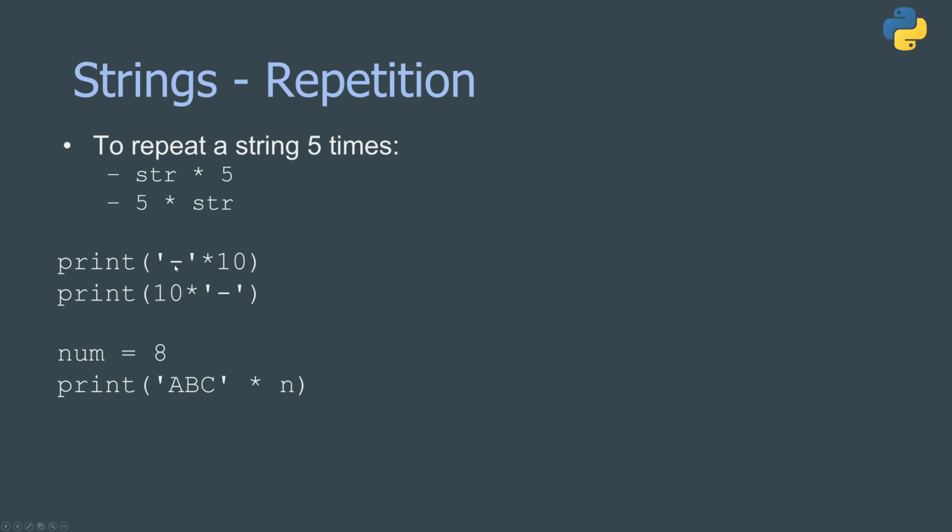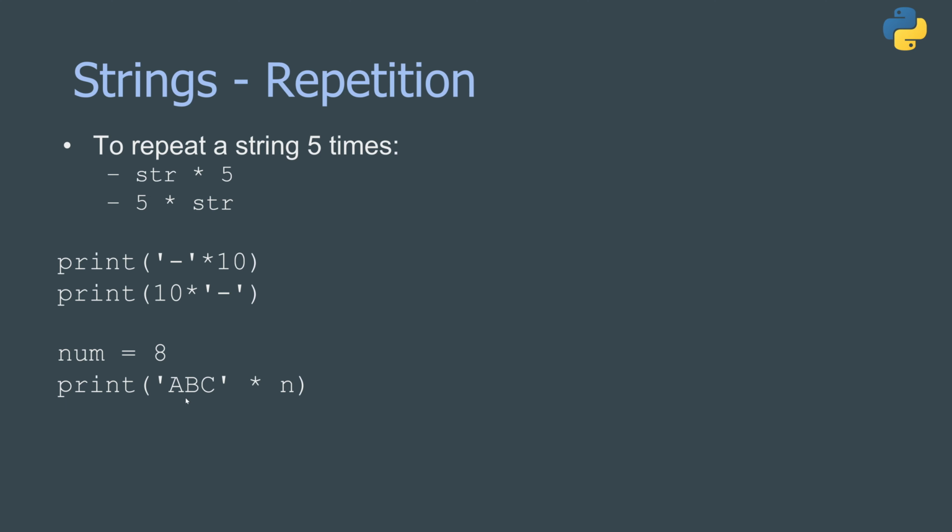So here's some examples. Here I have a string that just contains a single dash, and I'm multiplying that by 10 here. That's going to create a new string that is 10 dashes. And you can also put the integer first, although customarily we usually put it at the end. And by the way, for just a couple points, you can multiply a string that has more than just one character in it. That's perfectly allowable. So in this case, this ABC is being multiplied by 8, so it's going to be ABC, ABC, ABC, ABC 8 times.